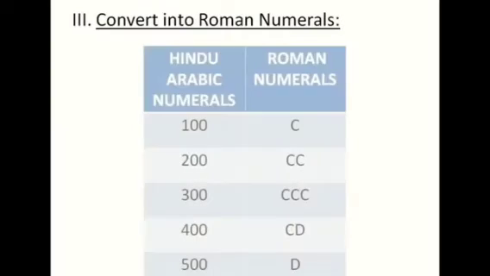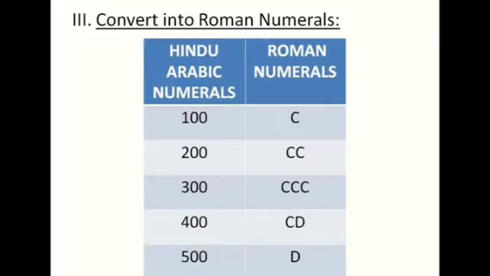Look at third main. Convert into Roman numerals. The basic symbols for 100 and 500 were given to you. So 100 is C, 500 is D, and 200, 300 and 400 you were supposed to work out. So as per the rule, 200 means 100 plus 100. So C is allowed to repeat. So CC will represent 200.